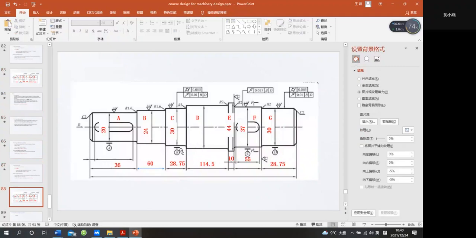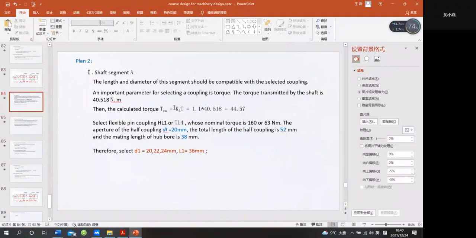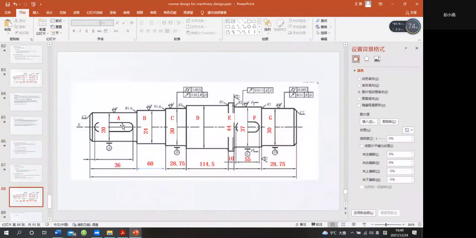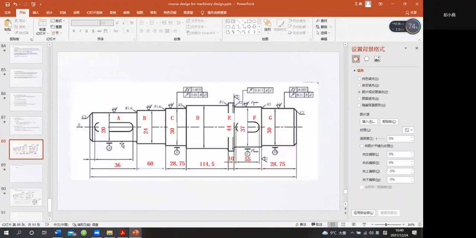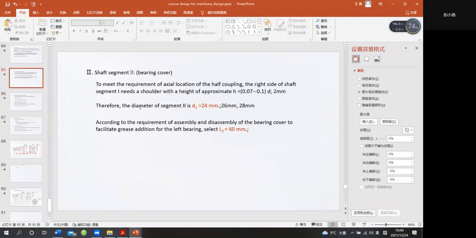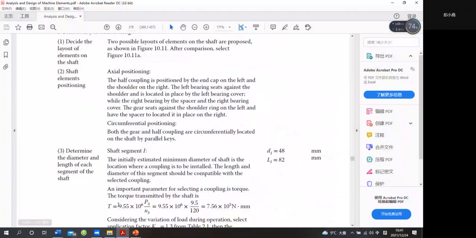So when you do design, you can use the values in the PPT to design, or you can design by yourself. Use different values. Okay. You can refer to the design, the calculation in the PPT, or the examples in the textbook. Okay.